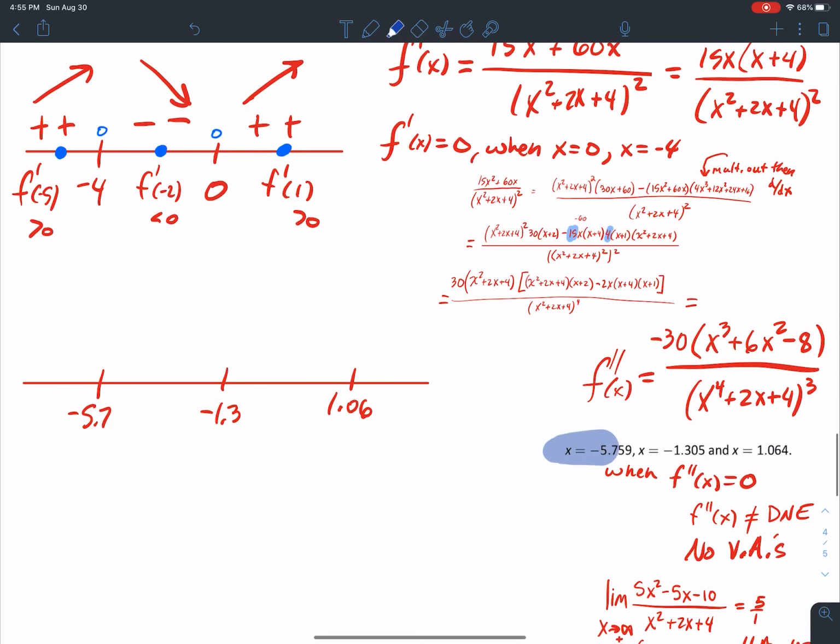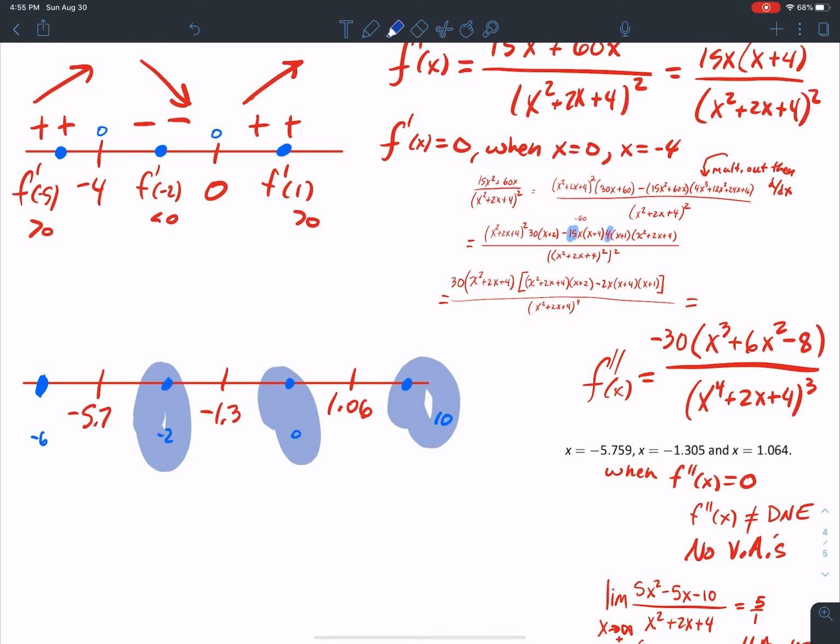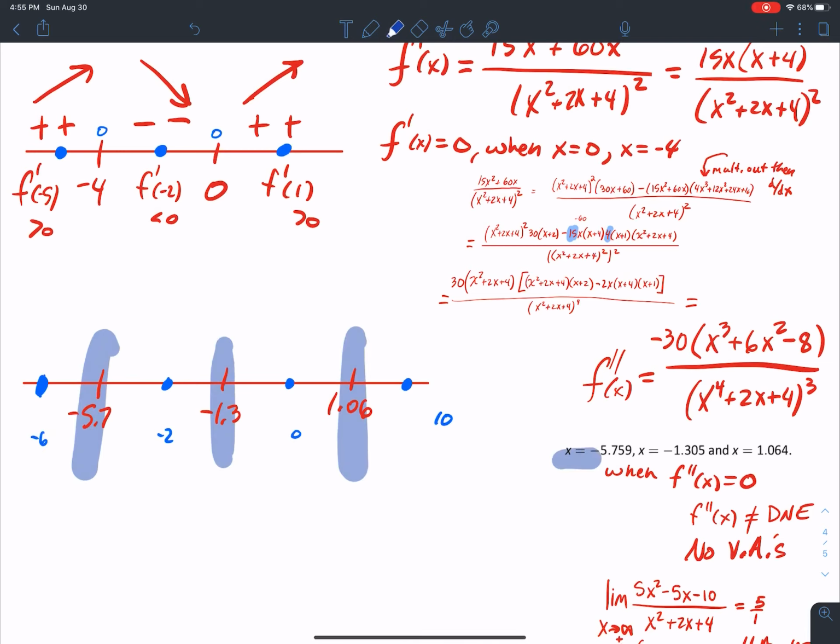Okay, now I'm going to take these critical values for my possible inflection points and plug in values that are in the subintervals. So these are my subinterval values I'm going to plug in. Again, no magic to picking -6 or 10 or 0 or -2. I just need numbers in between the critical values that are potential points of inflection from the second derivative, right? So this came from the second derivative.